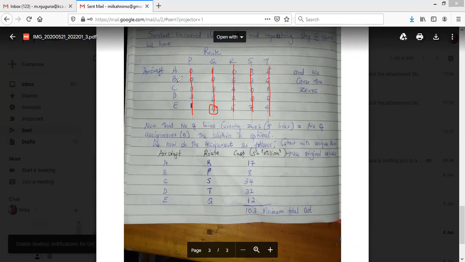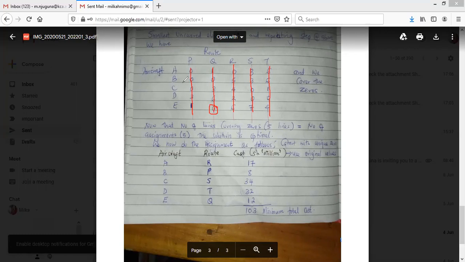Then you can move to, for example, B. B can take which routes? P and Q. You can assign aircraft B to route P and Q. But now you had already assigned Q to E. Remember, on the basis of one and only one route in this case.